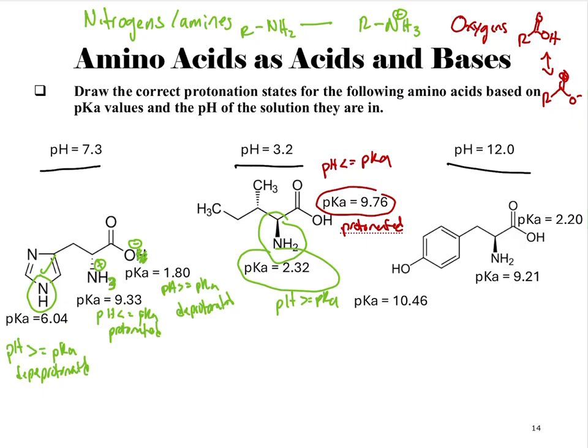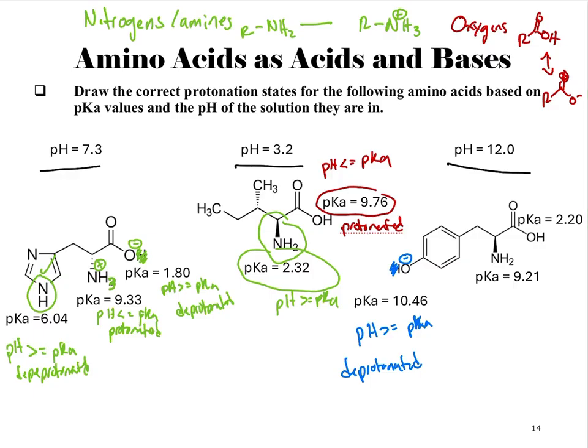Okay, so the pKa value is 10.46 and the pH of the solution is 12.0. So the pH is greater than or equal to the pKa, which means, do we have the protonated or deprotonated version? We have the deprotonated version of this. So we get rid of the hydrogen, and because it's an oxygen, we put a minus sign there.